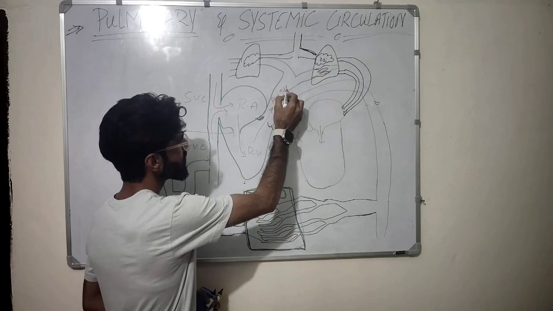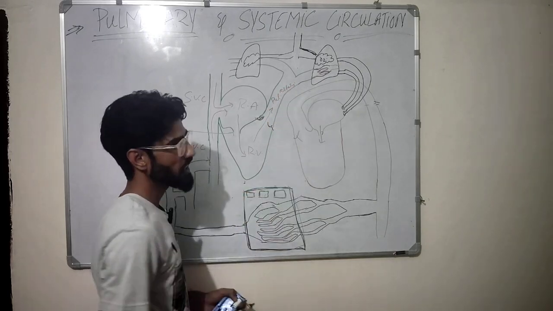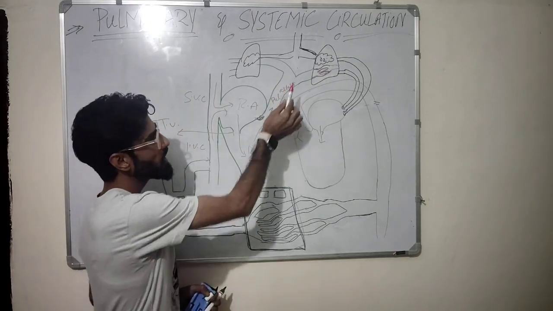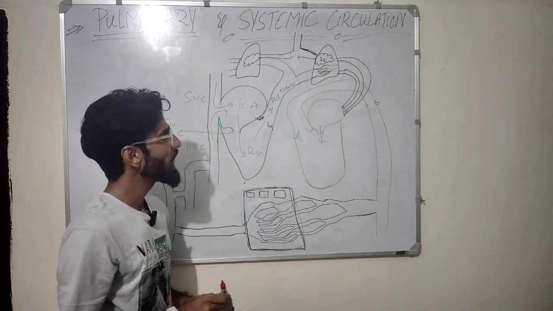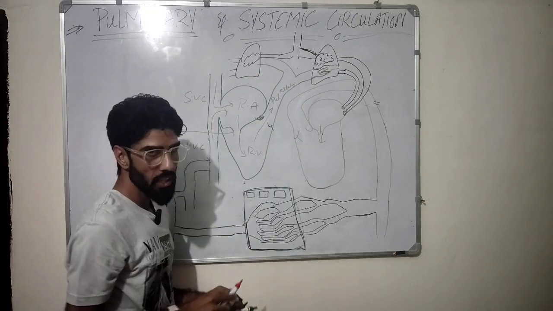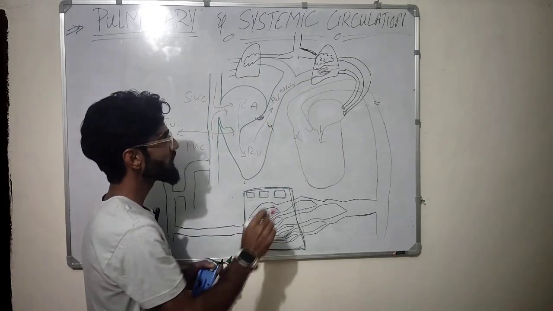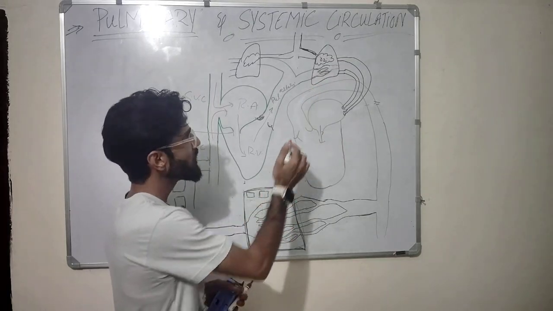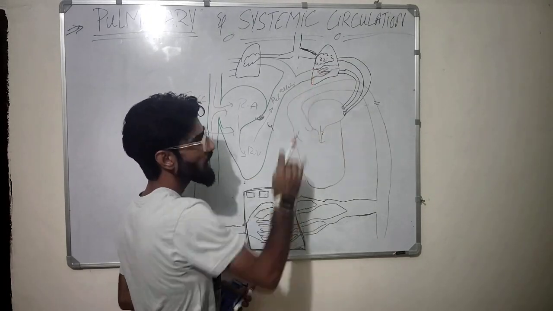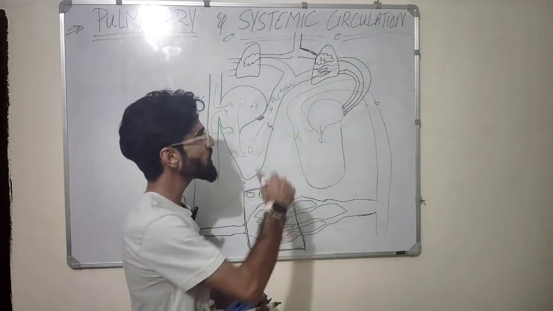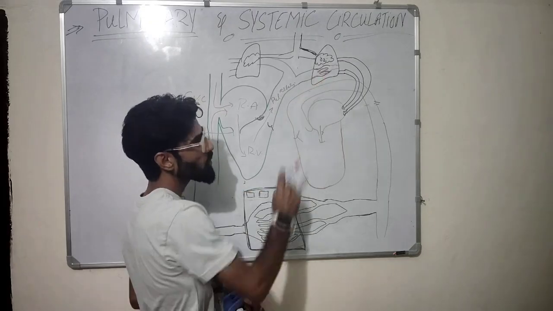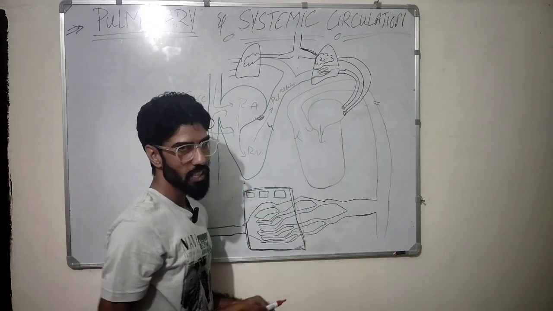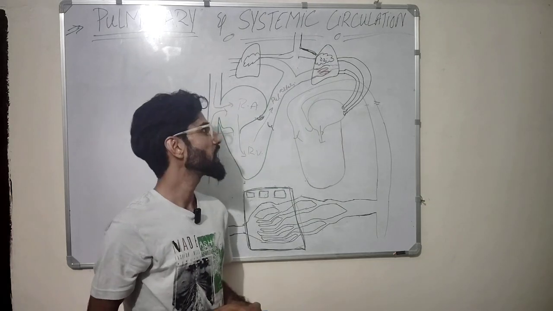artery. Then the pulmonary artery will bifurcate here. One branch will go into the left lung and one branch will go into the right lung. Then the pulmonary artery will divide into pulmonary arterioles, and eventually the pulmonary arterioles will break down into pulmonary capillaries here, where the gas exchange will occur.